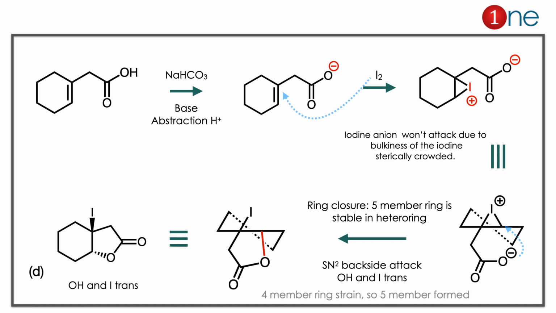The starting material has an alkene and an acid, and you are using sodium bicarbonate. The sodium bicarbonate abstracts the proton, so the base abstracts the proton and you have anion formation. So the anion is there, and you have the alkene inside. Next step, you are using iodine. So what really happened is the double bond is iodinated by the iodine. So iodine is attached to the ring. Here a second iodine attack is not possible because of bulky iodine. Iodine is very bulky, it cannot allow a second one there.